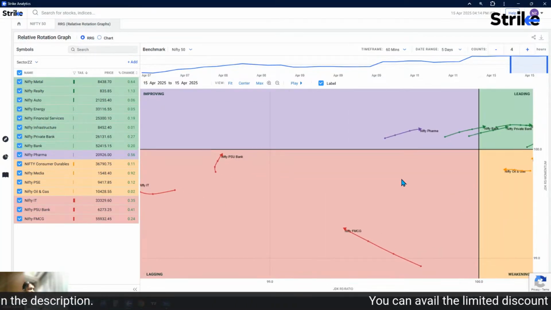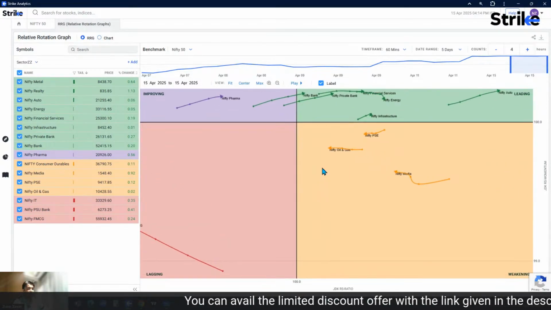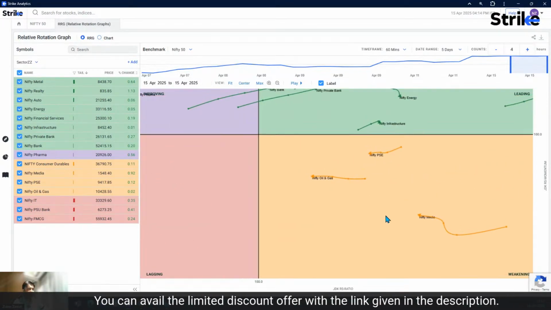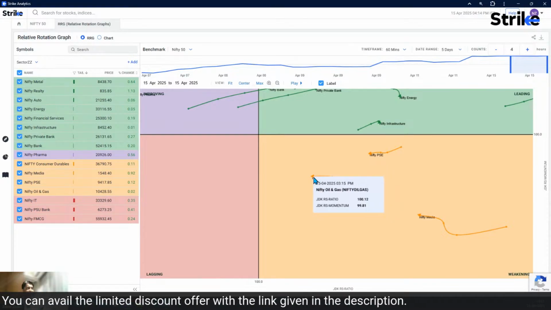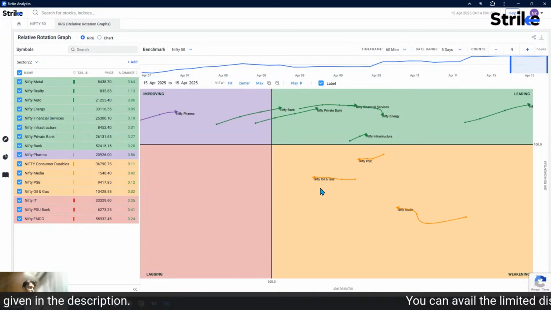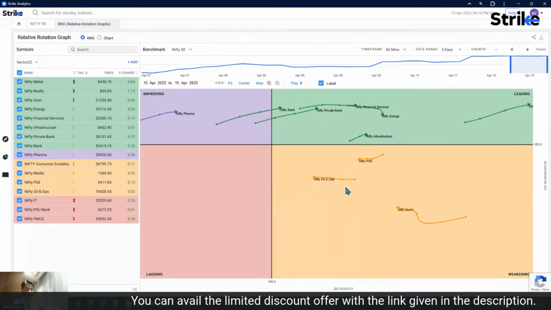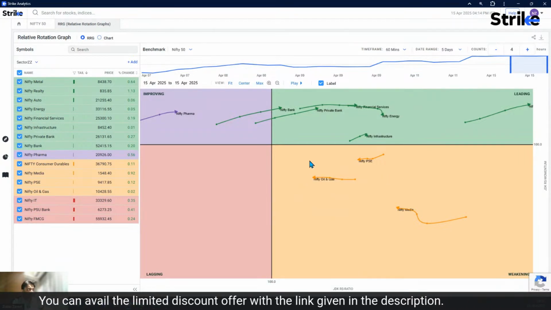And if the market remains negative, what sectors can we focus on? Maybe oil and gas, which is right now heading towards the lagging quadrant. But again, what can happen is if in the first hour Reliance or ONGC or these oil and gas sector stocks perform, this can also turn up.